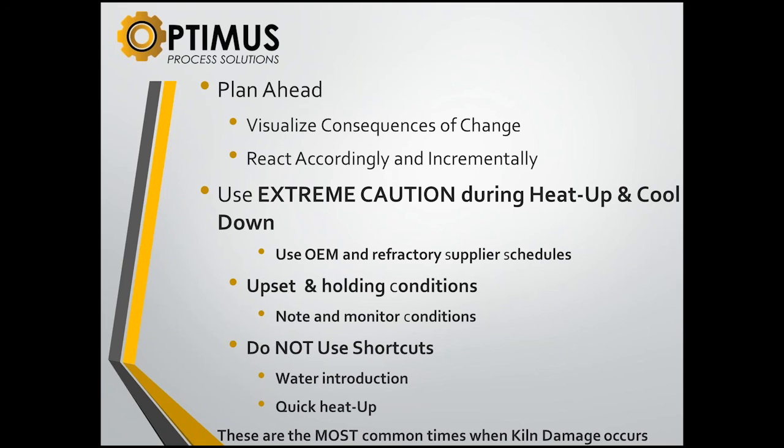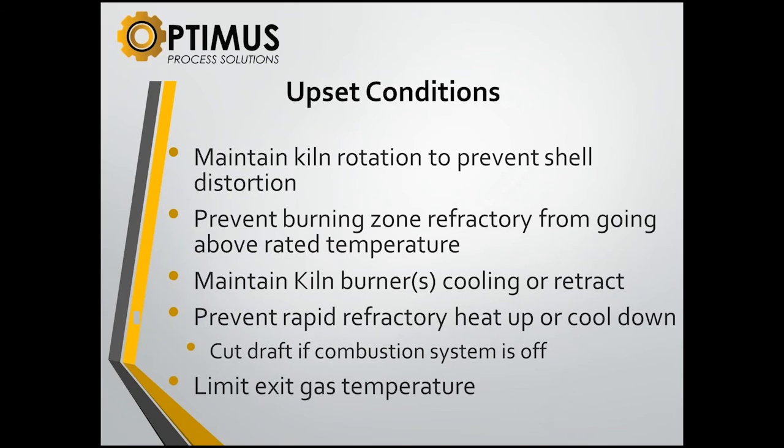If you try and heat up too quickly, you are not allowing the shell itself to expand, nor allowing the refractory to expand within it. These are the most common times when kiln damage occurs. In upset conditions, remember to maintain kiln rotation to prevent shell distortion. You should always be checking the emergency drive on your kiln to make sure it is ready to go in any emergency situation. If you let a kiln sit too long with a hot load, it can take a banana-like shape, and it is difficult to get it back into its normal condition.